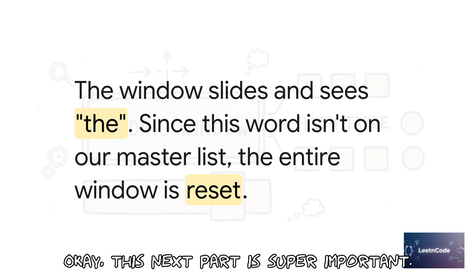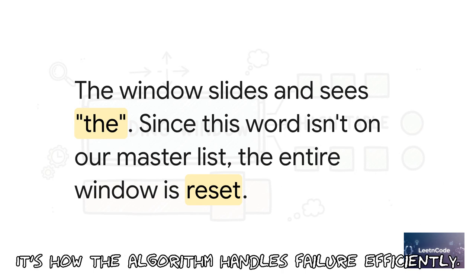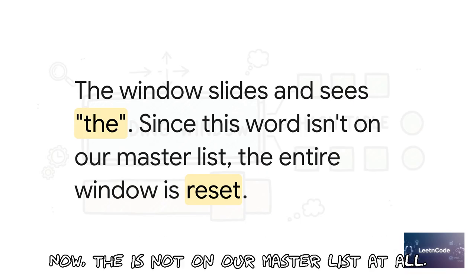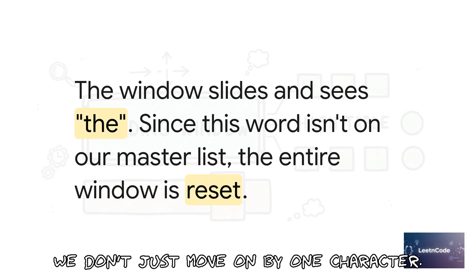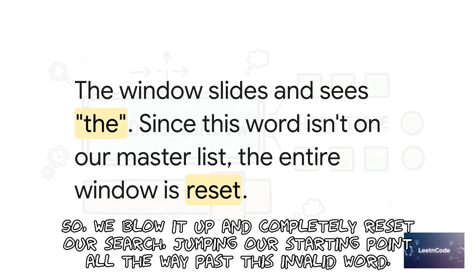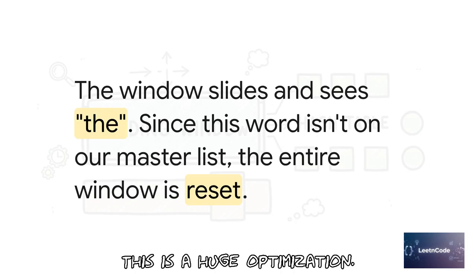Okay, this next part is super important. It's how the algorithm handles failure efficiently. As we keep sliding along, our window eventually encounters the word "the." Now, "the" is not on our master list at all, so what do we do? We don't just move on by one character. We know this entire window is invalid, so we blow it up and completely reset our search, jumping our starting point all the way past this invalid word. This is a huge optimization.